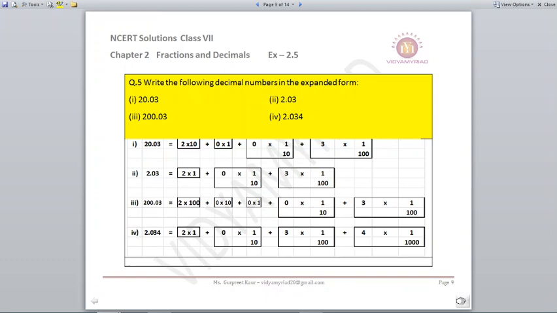0 is your 1's place, 2 is your 10's place. So 10's place means 2 will be multiplied by 10, 0 will be multiplied by 1. After the decimal, it will become 1 upon 10 or hundreds or thousand. The first is your 0. So that is 10th place. So 0 multiplied by 1 upon 10 plus 3 multiplied by 1 upon 100. So 100 has 2 zeros and 3 is at the second place. So like that you can write all the expansion.